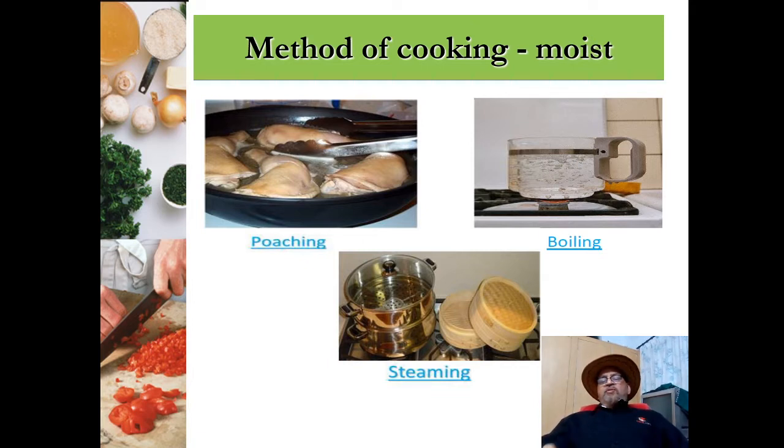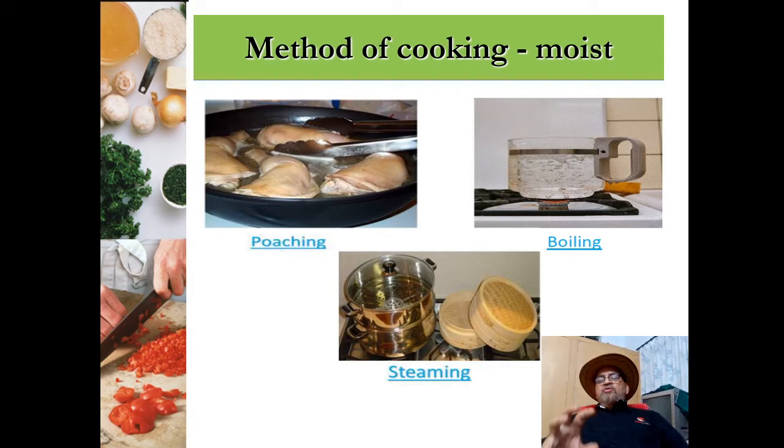The difference between boiling and poaching is they are both the same, except that in boiling the temperature of the water is 100 degrees centigrade, the water is rolling boiling, and in poaching the water is simmering. The food is completely immersed in water in boiling as well as in poaching. The only difference is in the temperature of the water.